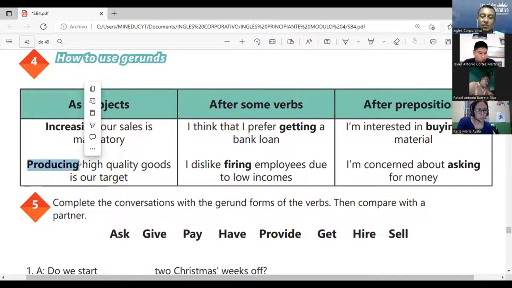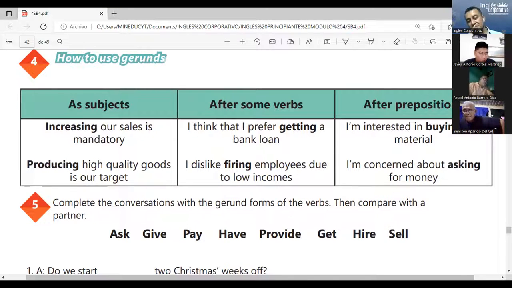All right, any question? Sí, teacher. It's clear. No? Sí, yo tengo una pregunta. Okay, Majo, go ahead. Adelante. Acá dice, este ejemplo, por ejemplo, valga la redundancia: I am interested in buying raw material. Entonces, yeah.